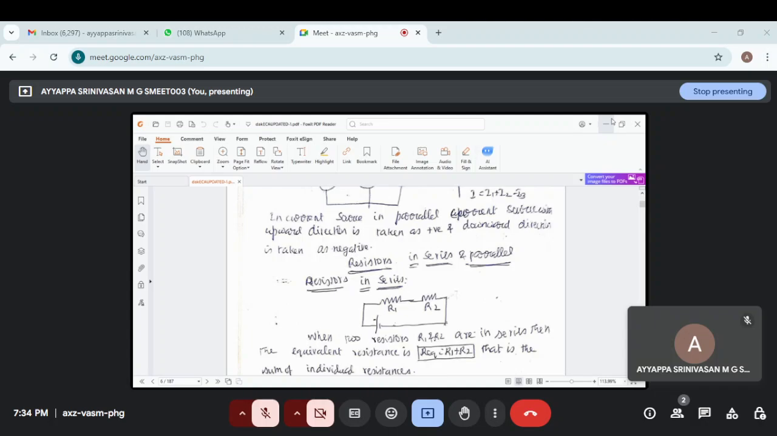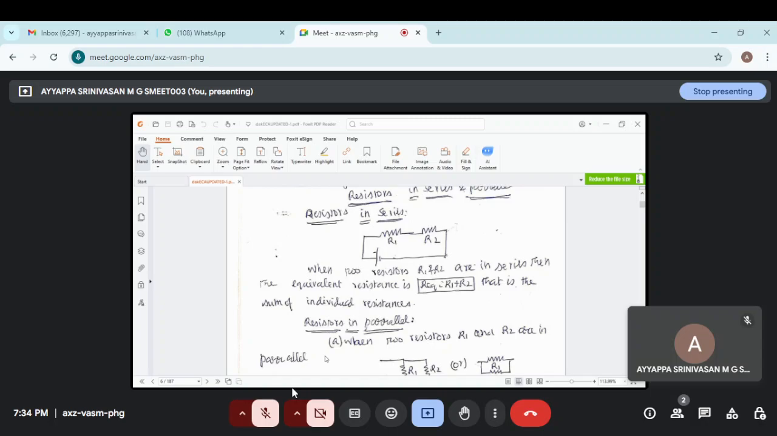In this video, we are going to see about resistors in series and parallel. A simple way to remember this concept is: whenever two or more resistors are connected in series, the equivalent resistance is the sum of their resistances. That is, if R1 and R2 are connected in series, then the equivalent value is the sum of their resistances.